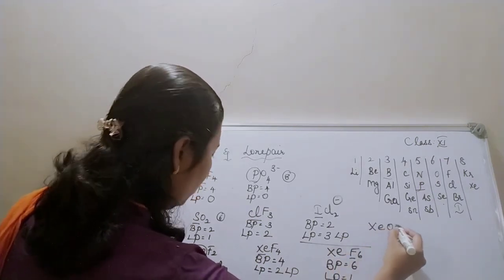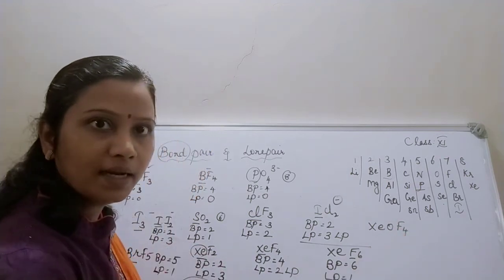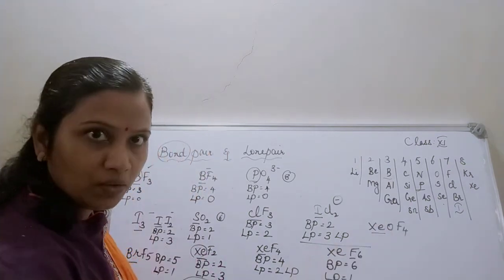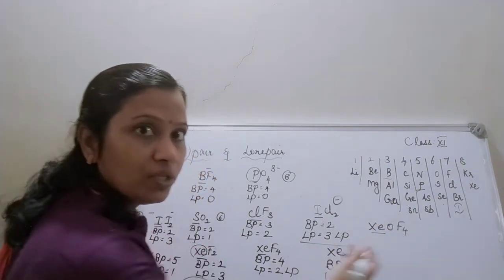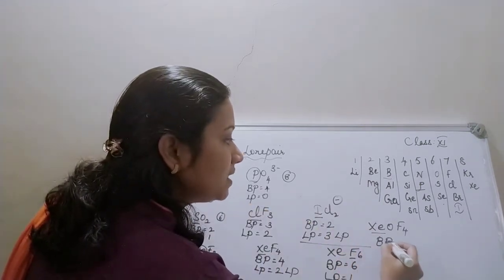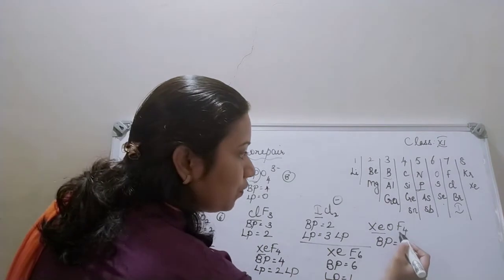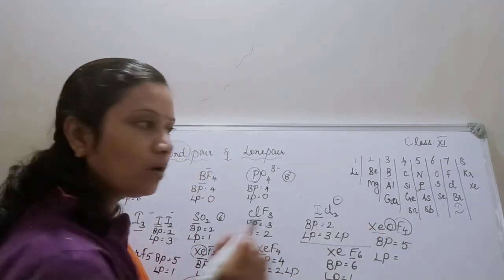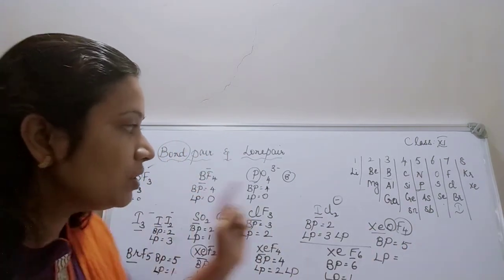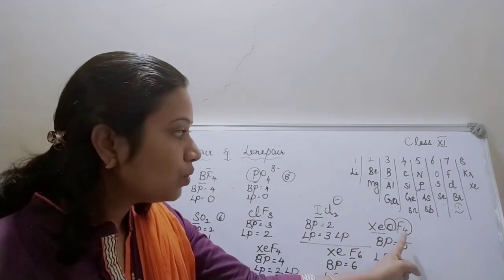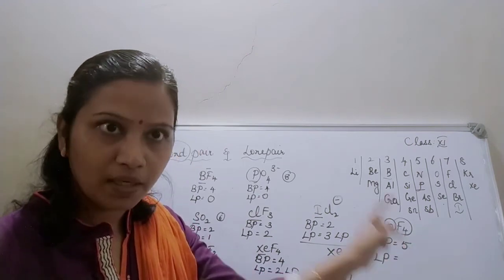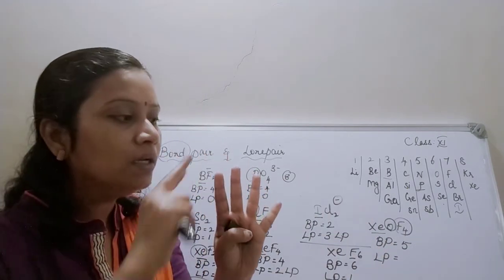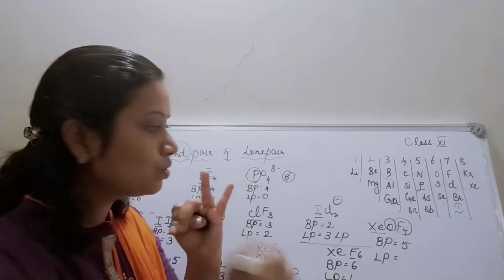Now, this also I am writing here. XeOF4. Now, find out the central atom. Central atom is xenon. How many atoms are directly bonded to xenon? 4 fluorine atoms and 1 oxygen atom. So, what is the bonded pair, children? Bonded pair is equal to 5. This is 4 and this is 1, 5. So, 5 bonded pairs. And what is the lone pair? Xenon's configuration is 8, no, children? Okay, 8 minus fluorine 4. So, 8 minus 4 is 4. But oxygen is there. You know oxygen forms a double bond. So, subtract 2. It is 2. So, lone pair is 1.